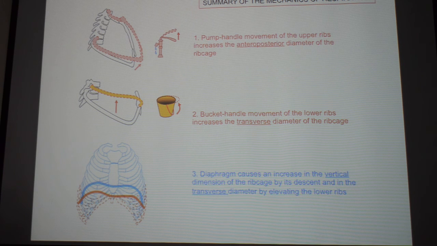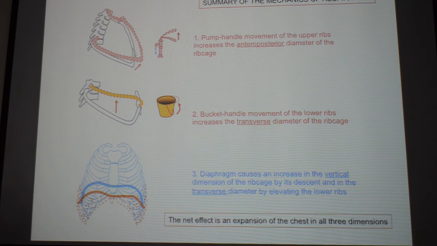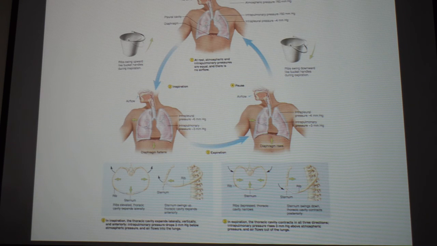Is that clear? Yes. So now the net effect is expansion of the chest in all 3 dimensions, and you have seen how it is happening. This is sideways, this is up and down, and this is anterior posterior. Is that clear? Yes. This is another image which explains how this process is occurring. Are there any questions regarding the understanding of how we increase?